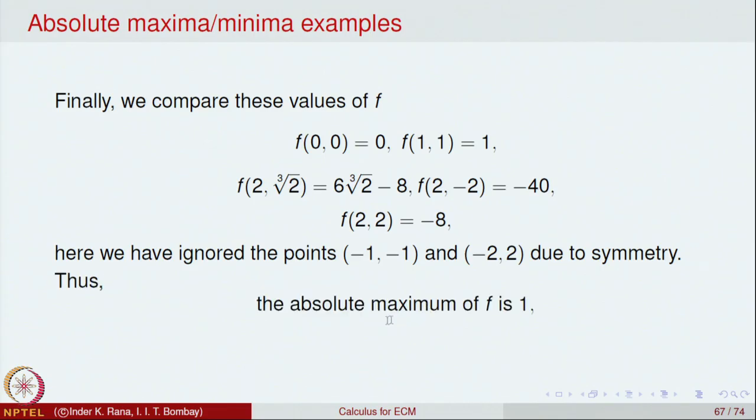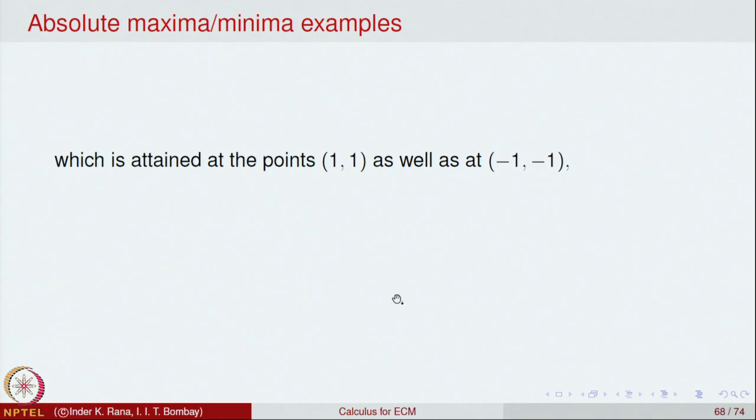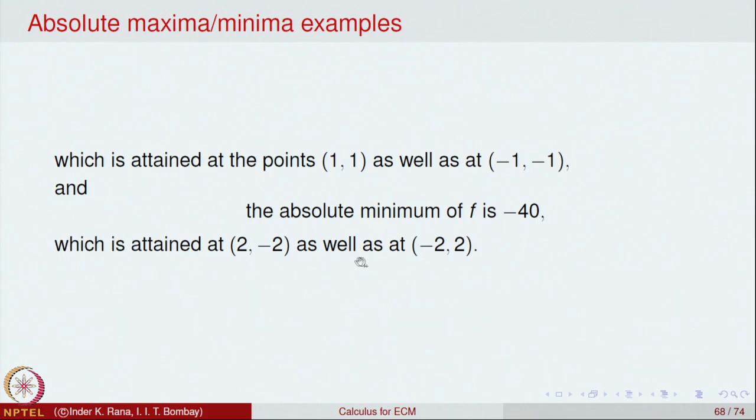So, that means the absolute maximum of f is 1, at the points (1, 1) and (-1, -1), and similarly it has an absolute minimum of minus 40 at the points (2, -2) and (-2, -2). This is how you analyze the absolute maximum and absolute minimum of functions of two variables. We will see some examples of this in our economics model also. Thank you.